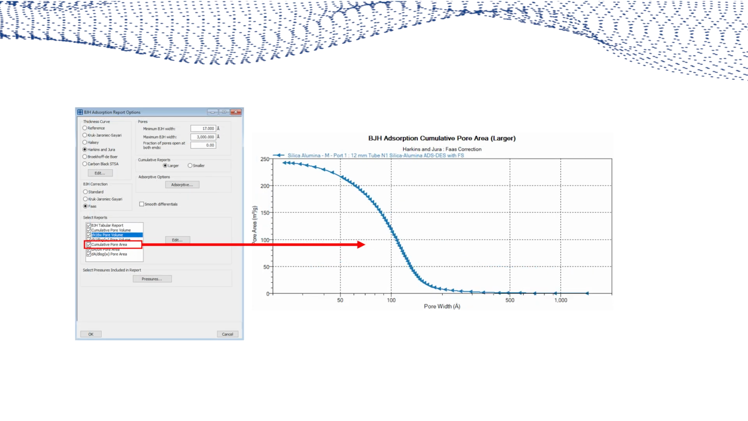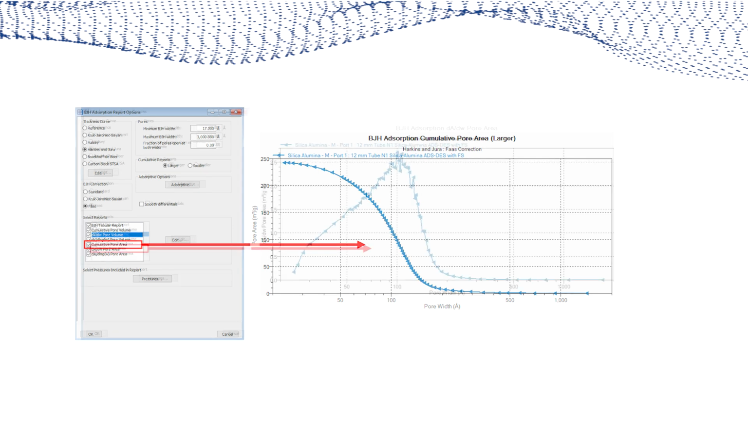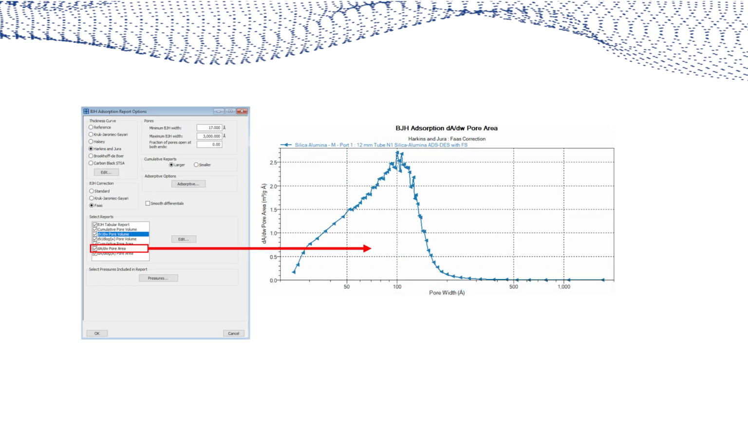Next, we'll look at the cumulative pore area report. Whereas before we were looking at pore volume reports, this report looks at the pore area overall. We see a very similar trend in the data as what we saw in our pore volume report, and generally you'll prefer to look at one or the other. Looking at the differential pore area report, we see a similar trend to what we saw for our pore volume report, where the majority of our pores are between 50 and 150 angstroms.